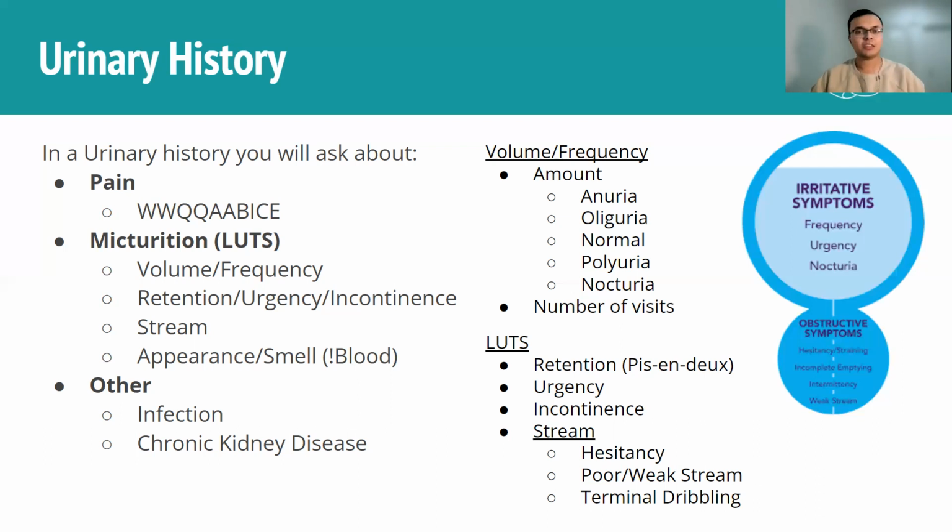And if that's a bit hard to remember all those symptoms, you can think of them broadly as being divided into irritative symptoms and obstructive symptoms. So irritative is where there's some sort of irritation in your bladder that's making you want to go more and produce more urine, or get rid of more urine.